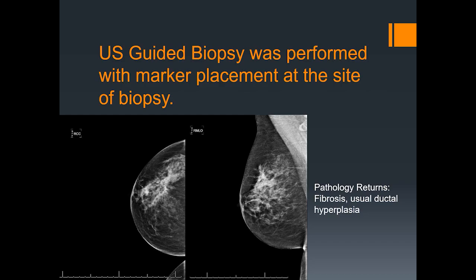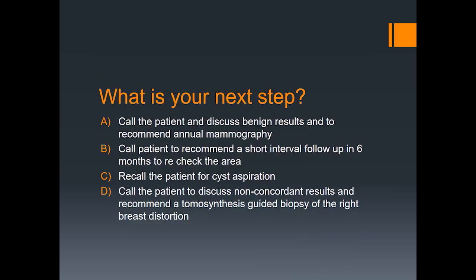Obviously, in the context of this lecture, the important thing to consider is whether the radiology and the pathology are concordant in this case. As you make your decision, another multiple choice question, considering the core exam, is given. Take a look and make your decision. In this case, not surprisingly, call the patient to discuss non-concordant results and recommend a tomosynthesis guided biopsy of the right breast distortion, which is persistent in the 2D imaging and certainly was in the 3D imaging.